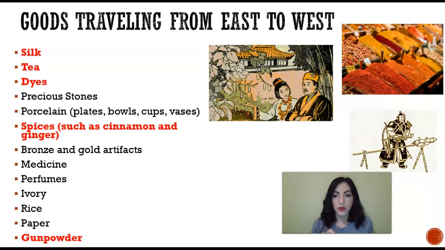This one I'm going to spend a little bit more time on, probably because the most valuable goods actually came from east to west, so they actually went from China to Europe. Things like silk, tea, dyes, precious stones, porcelain, spices, bronze, gold, medicine, perfumes, ivory, rice, paper, and gunpowder. So let's start first with silk.